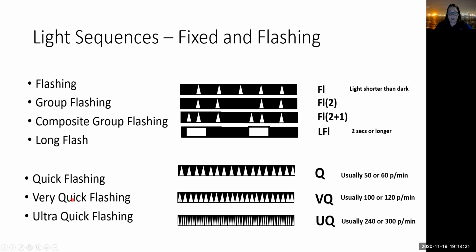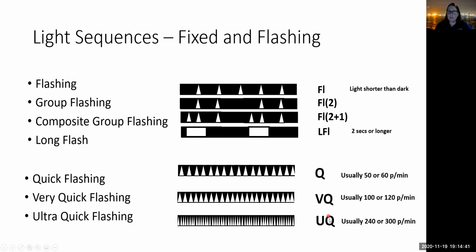When we move up to our very quick flashing, we're moving up to 100, 120, so 2 flashes per second. And when we go up to our ultra quick flashing, we're way up at 240 to 300 beats per minute. Okay, that's a lot of flashing. You're not going to mistake an ultra quick flashing light for anything else, really.